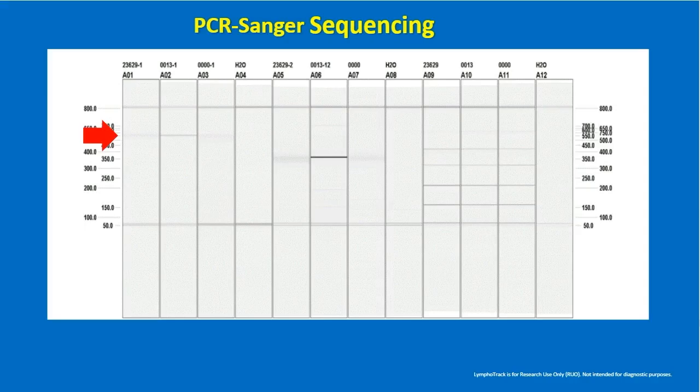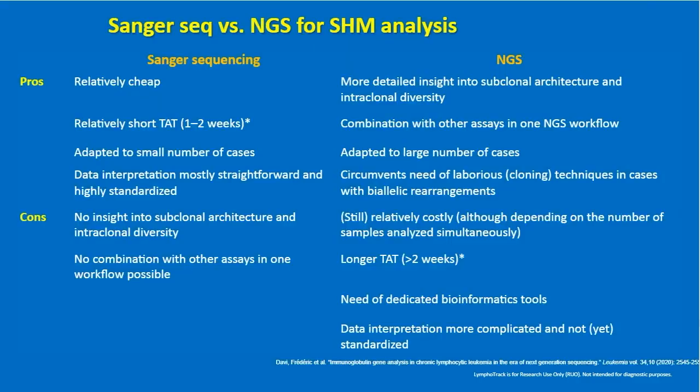I will show you that later. So what is the different advantage of using Sanger versus NGS for SHM analysis? As you can see here, Sanger sequencing is relatively cheap, with a relatively short turnaround time. But you have a limitation: you can only do a small number of cases in a batch. Interpretation is relatively straightforward, but it's a lot of manual process unless we come up with some algorithm. Versus next generation sequencing, which is nowadays available in most labs.